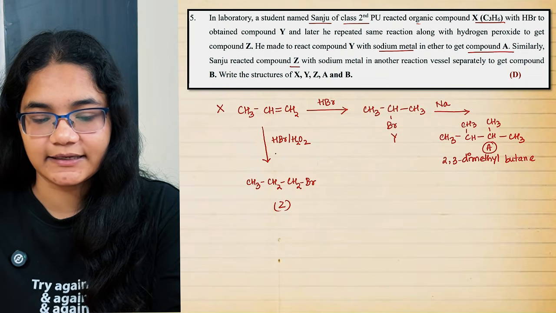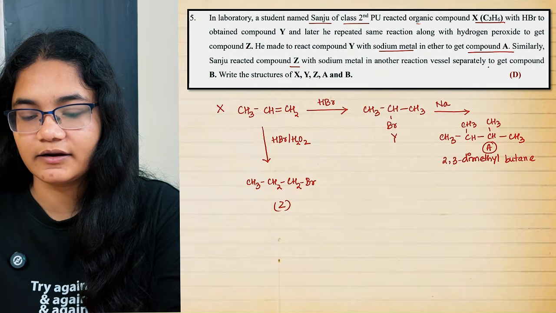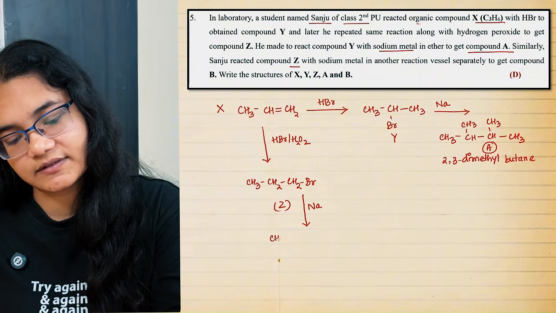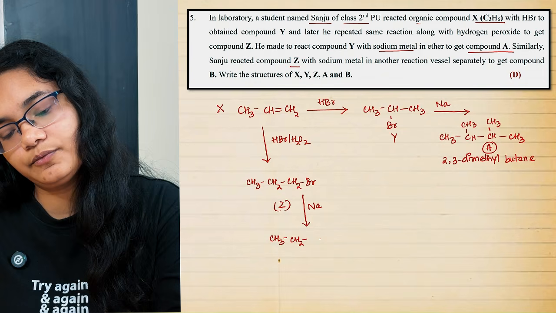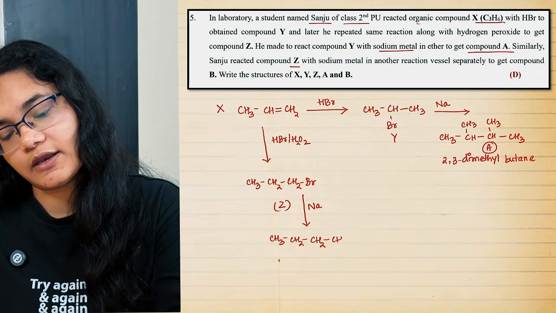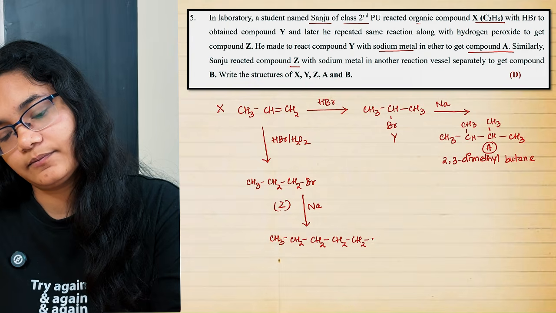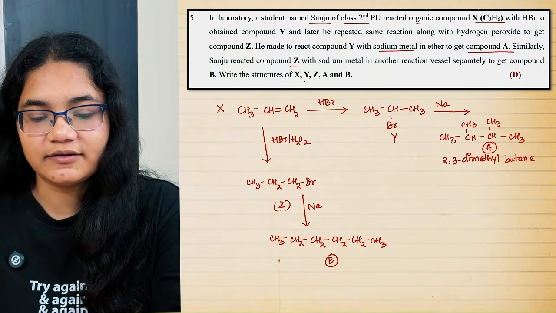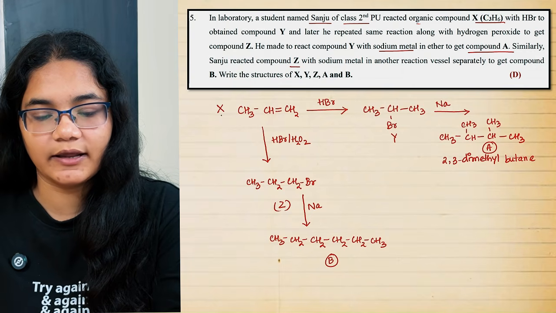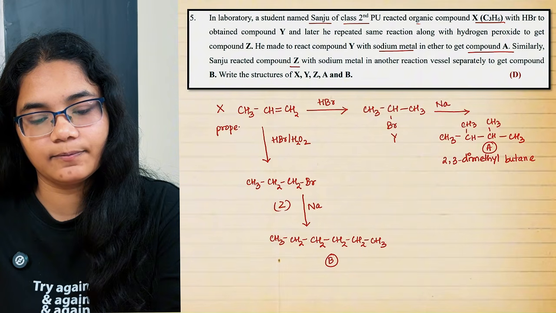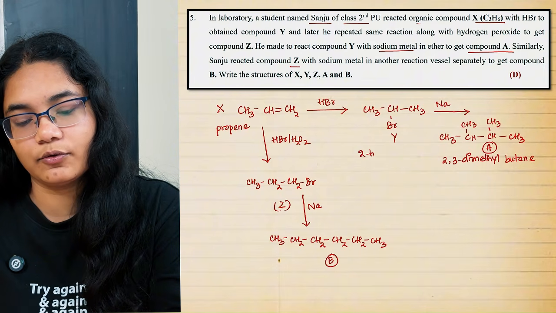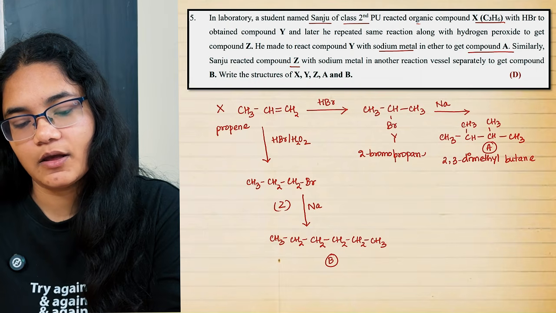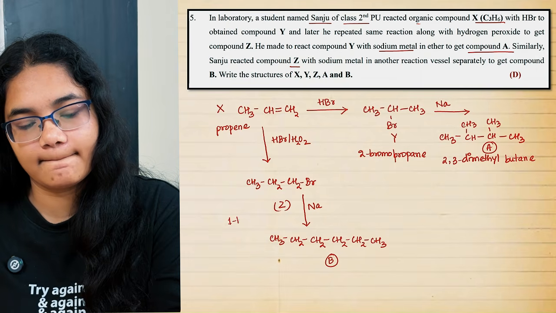Similarly, Sanju reacted Z with sodium metal in another reaction vessel to get compound B. So if you react it with sodium metal, you have CH3CH2CH2CH2CH2CH3. So this gives you compound B here. Now write the structures of X, Y. So X is, I can just write down the name here, propene. Y is 2-bromopropane. And Z is 1-bromopropane.